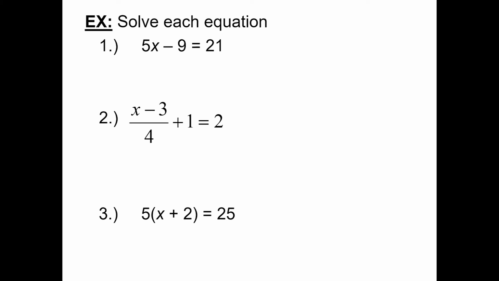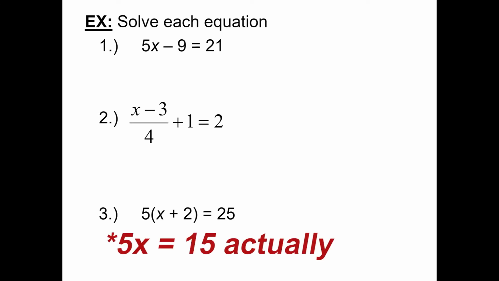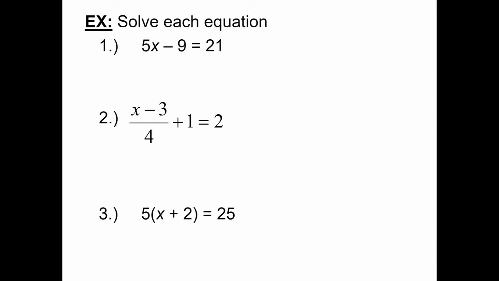On equation number 3 here, you could either distribute the 5 in, and you'd get 5x plus 10 equals 25. Subtracting 10 from both sides gets you 5x equals 25. And then when you divide by 5, you get x equals 3. One other approach you could take to this equation is you could have first divided both sides by 5 and then subtracted 2 from both sides, which is actually a little bit easier. Doesn't matter though, as long as you can get to x equals 3, you're good.